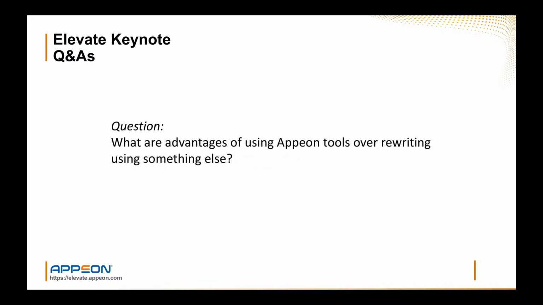All right. What are the advantages of using Appian tools instead of rewriting? And I assume that means rewriting a PowerBuilder application. Well, out of all the customers I've talked to, I've never heard of a rewrite going easy, fast, smooth. Typically, when they get a quote from an outsourcing company, it's millions of dollars to rewrite.